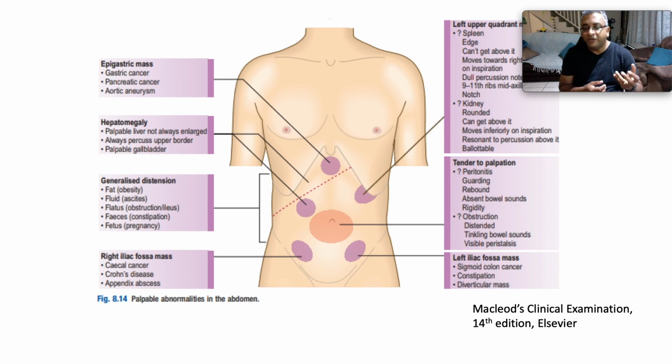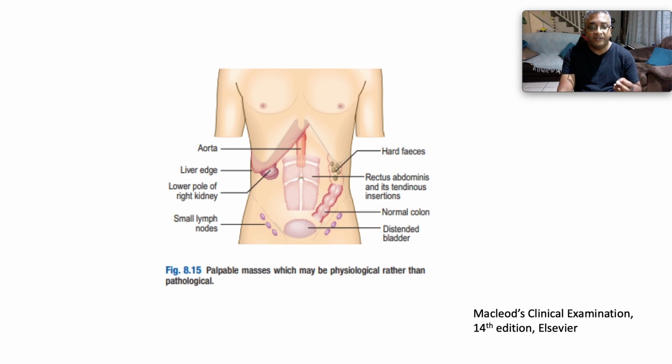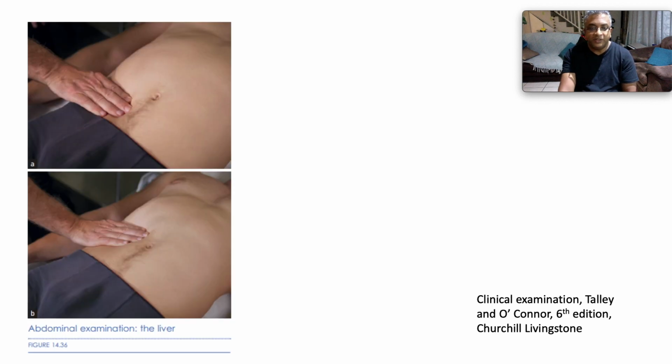If there's a big old mass in the left iliac fossa, you're thinking to yourself, is this sigmoid colon cancer? Is the patient just constipated? Is it a diverticular mass? Here I just included examples of palpable masses which may be physiological rather than pathological, including the aorta, the liver edge, the lower pole of the right kidney, and small lymph nodes. That's on the right hand side. On the left hand side, it could be hard feces sitting in the large bowel, just the rectus abdominis and its tendinous insertions, a normal colon, or a distended bladder.